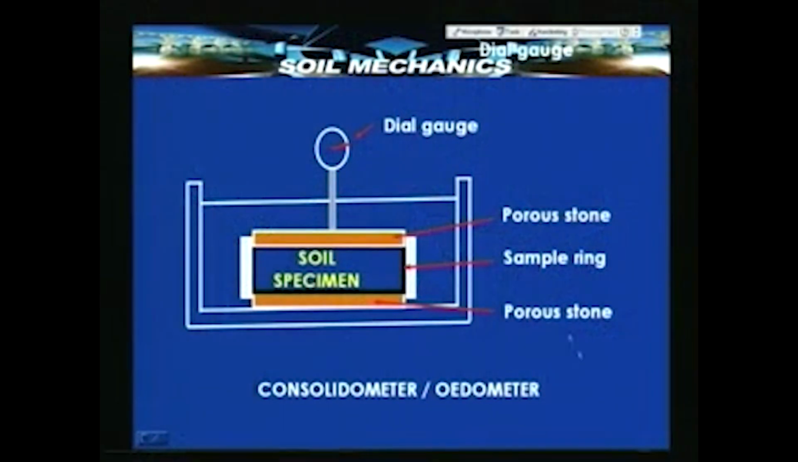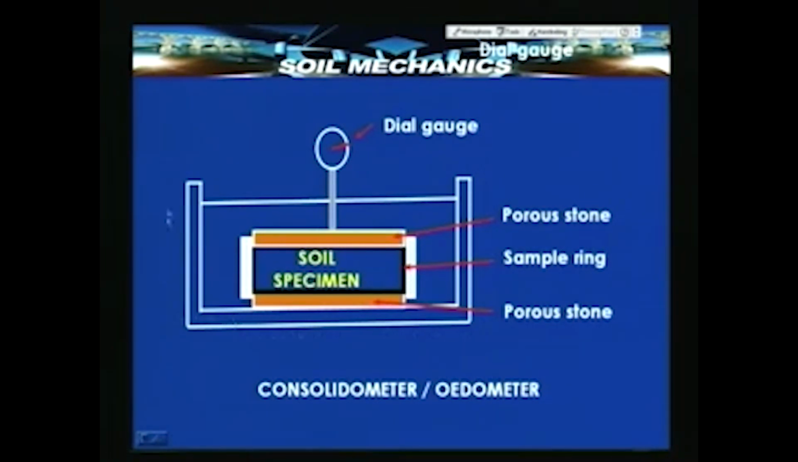Odometer is used for simulating the effect of an applied load on a clay layer and study the decrease in thickness of the clay layer and decrease in void ratio of the clay layer, so that we can see how much settlement will take place or how much void ratio reduction will take place under a certain known change in the applied stress. Take this figure. This is a diagrammatic sketch of an odometer or a consolidometer.